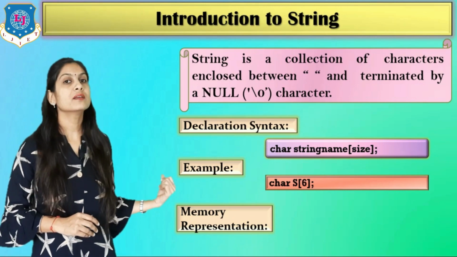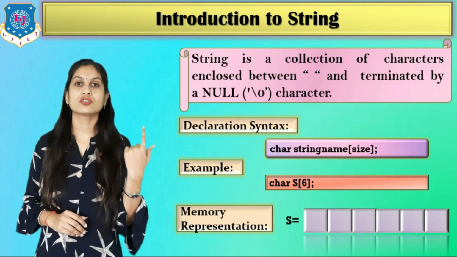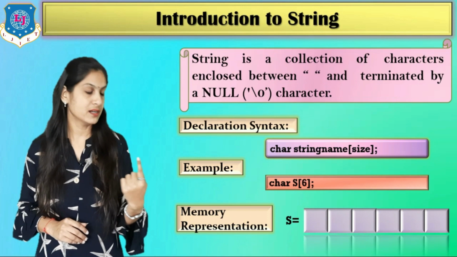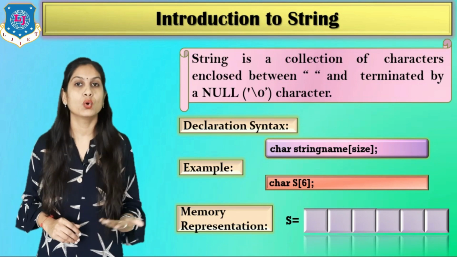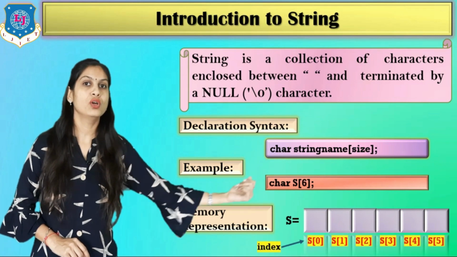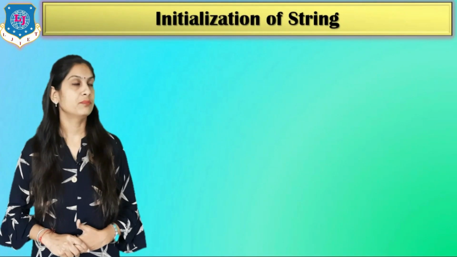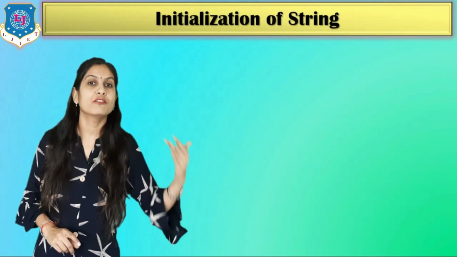Now let's see the memory representation. Here the memory is allocated; a character occupies only 1 byte, so a total of 6 bytes will be allocated, with the indexes S[0], S[1], S[2] and so on. Now see the initialization part. Initialize means assigning the value.